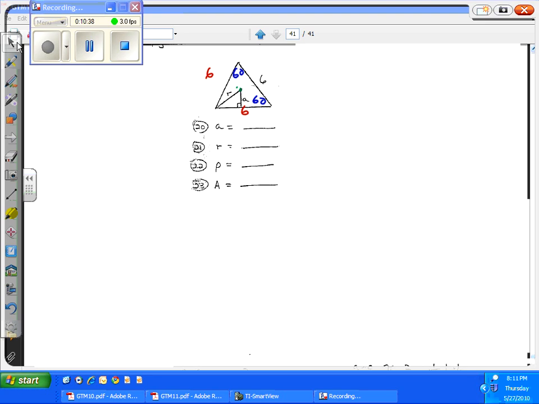The apothem bisects a side. So this is 3 and this is 3. The radius bisects an interior angle. So if the interior angles were 60, then half of that is 30, which makes that 30. So I'm going to extract that so we can see it better.